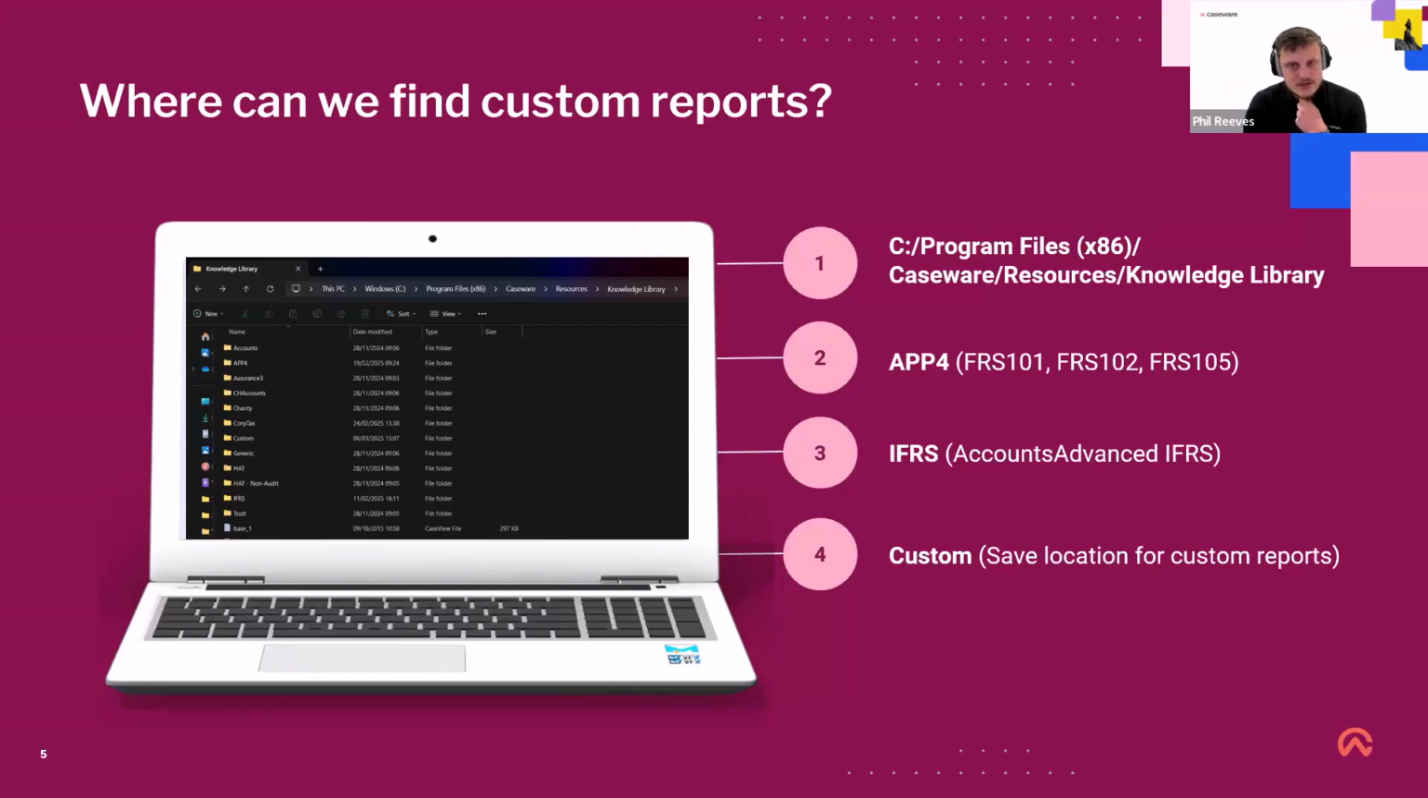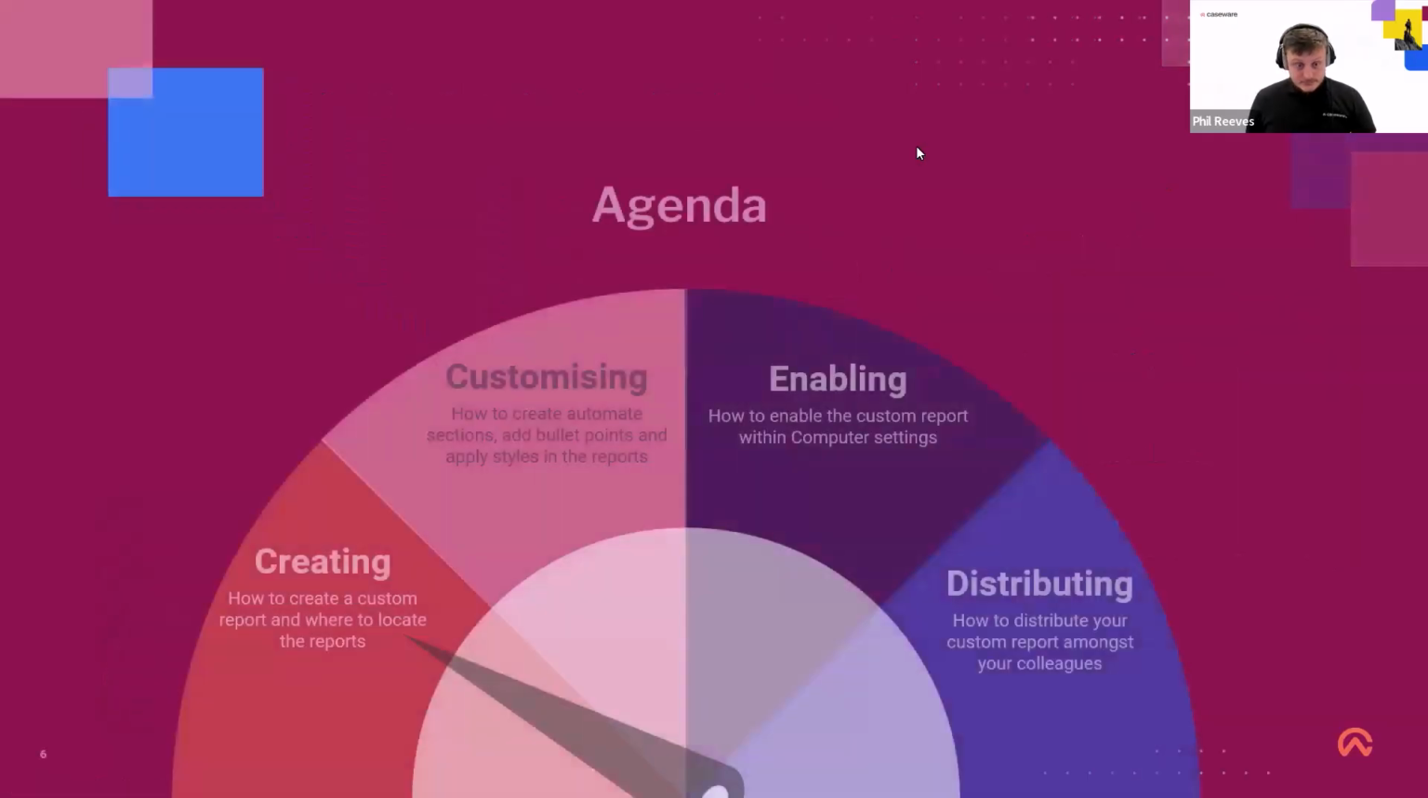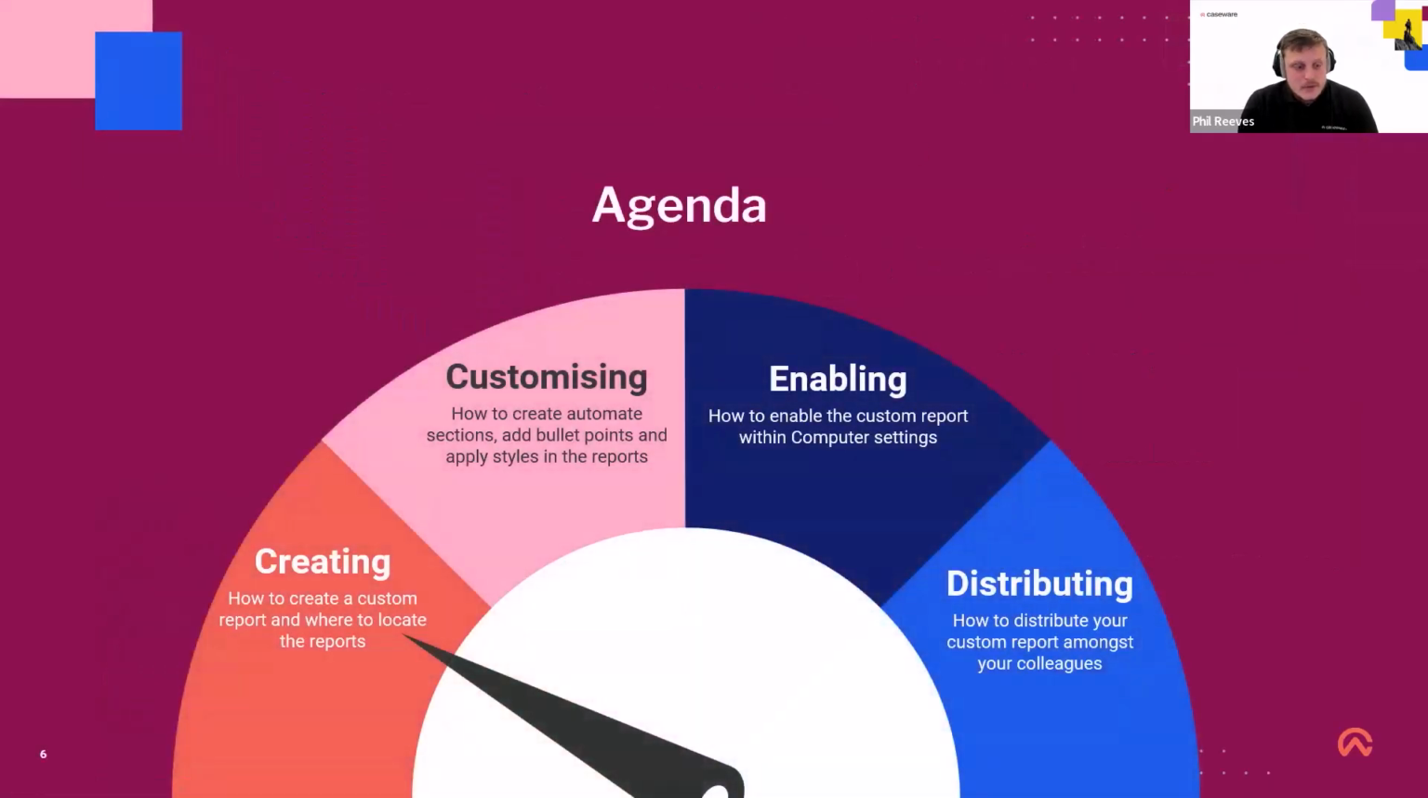The important thing as well that we'll see is the save location for those. So any custom reports we create, we'll want to save into the custom folder, which I'll show you in a minute. And it has to be in the custom folder for us to save that in or to load that into the sets of financial statements that we're working on. So we'll start off in our agenda and we'll go straight into creating a custom report and where they're located. So we've just mentioned that on the screen.